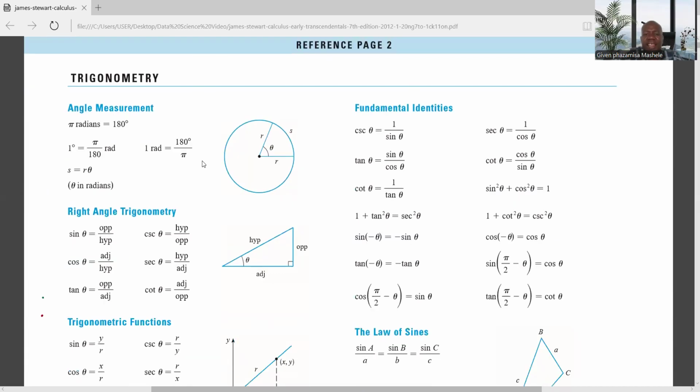Another thing, guys, before we talk about angle measurement, is the issue of using SOH CAH TOA. This is very important. You need to make sure that you remember these things. It's not about cram, pass, and forget, guys.